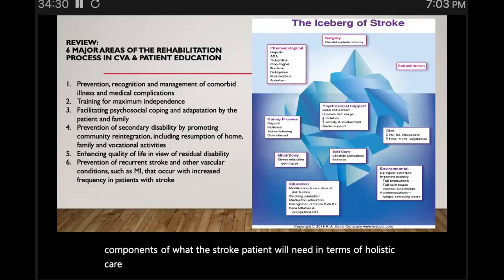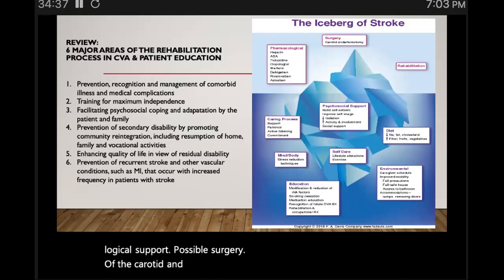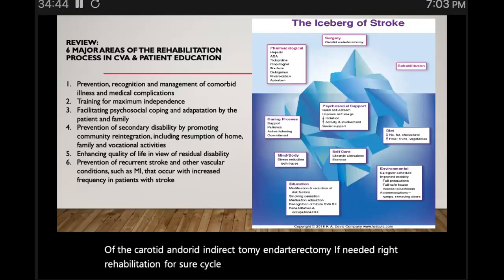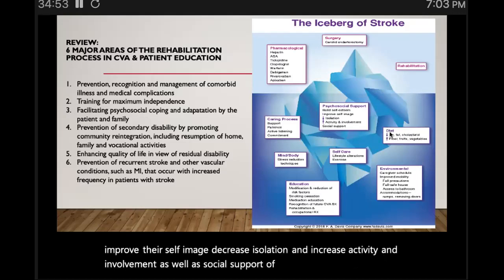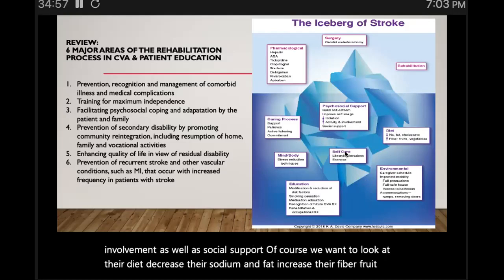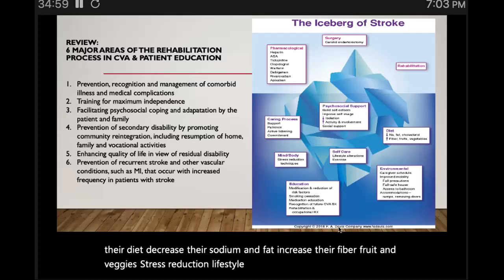So education, self-care, psychosocial support, pharmacological support, possible surgery with a carotid endarterectomy if needed, right? Rehabilitation for sure, psychosocial support to help their self-esteem, improve their self-image, decrease isolation, and increase activity and involvement, as well as social support. Of course, we want to look at their diet, decrease their sodium and fat, increase their fiber, fruit, and veggies, stress reduction, lifestyle alterations, including exercises, meditation, smoking cessation for sure.